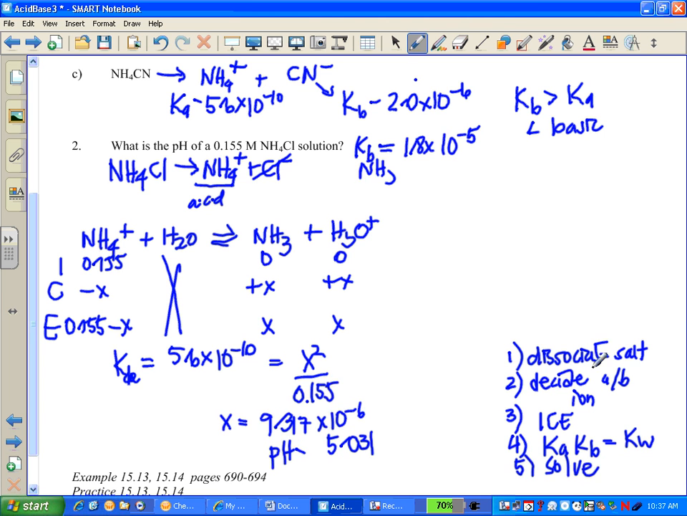Okay, so if you follow these steps when you're dealing with a salt, okay, it will guide you through, keeping in mind the key differences are step 1, 2, and 4. Setting up the ice chart and solving is our standard.